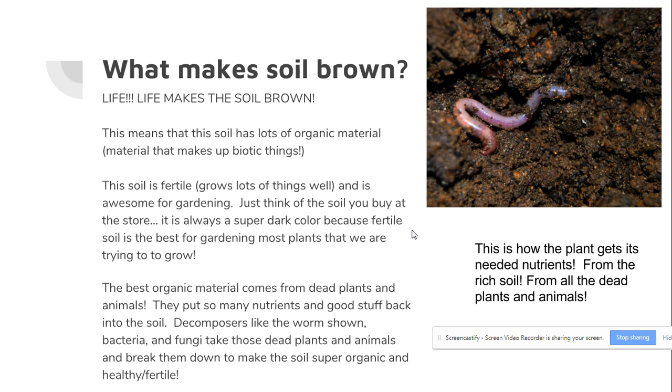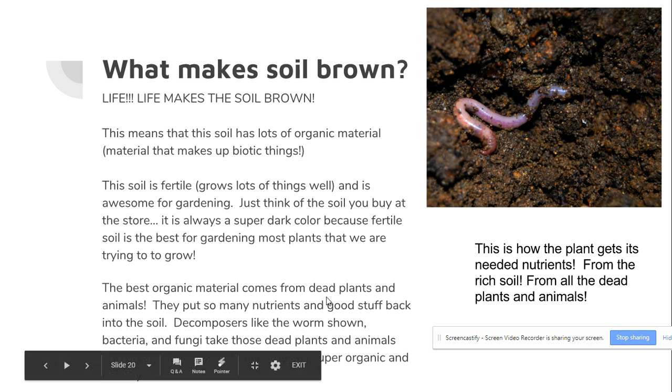So this soil grows a lot of things really well, and it is available for gardening. Think about when you buy soil at the store, it's always a black color or really dark, because that means there's a lot of dead plant and animal matter in it. And I know that's gross, but that makes soil good. So the more nutrients means the more dead stuff that was in there.